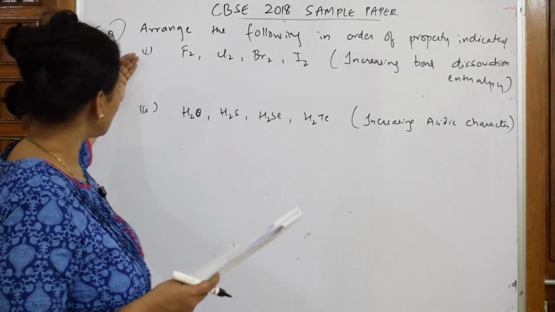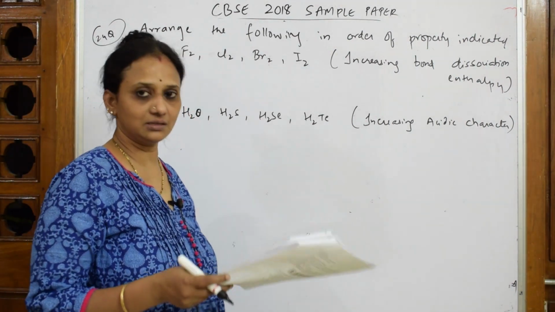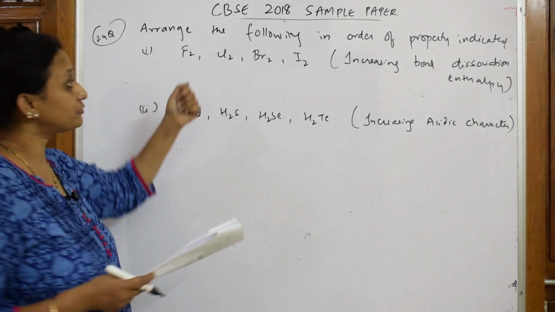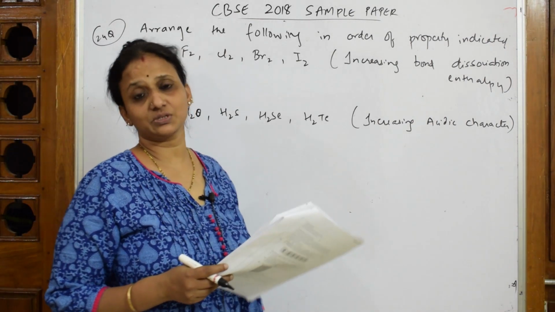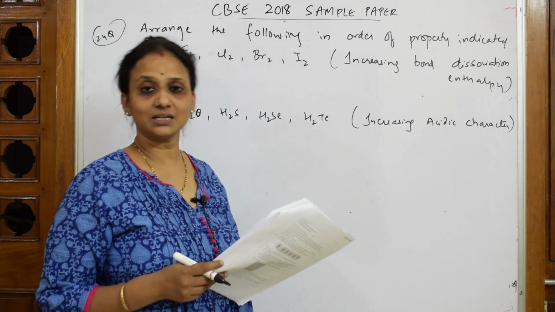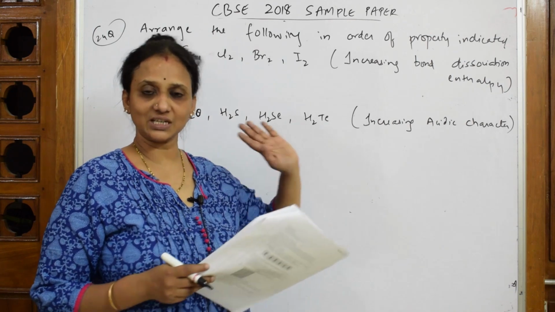In the 5 marks questions, I have 3 more questions. There's no place I've not written; I'll be writing in a few minutes. So in this question, what do they give us? Arrange the following in the order of property indicated. I've done such questions so many times: increasing order of acidic strength, decreasing order of basic strength, increasing order of bond dissociation enthalpy. Everything I've done. Here I'm just writing the answer.